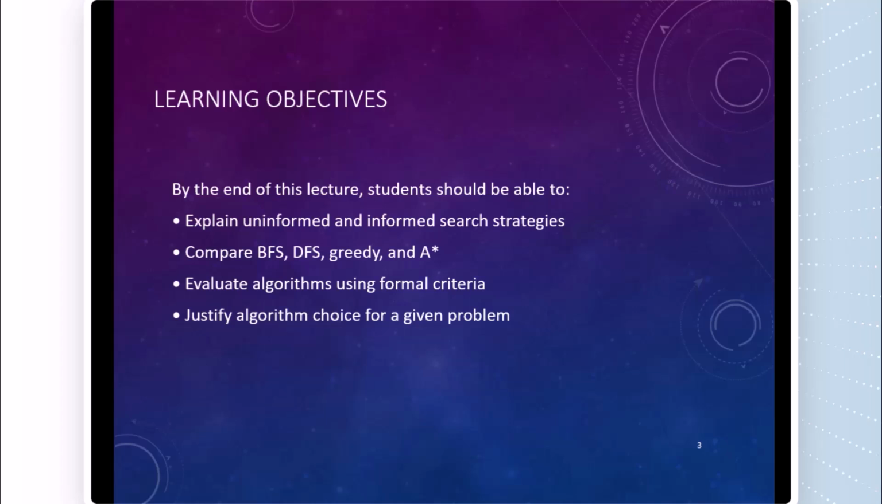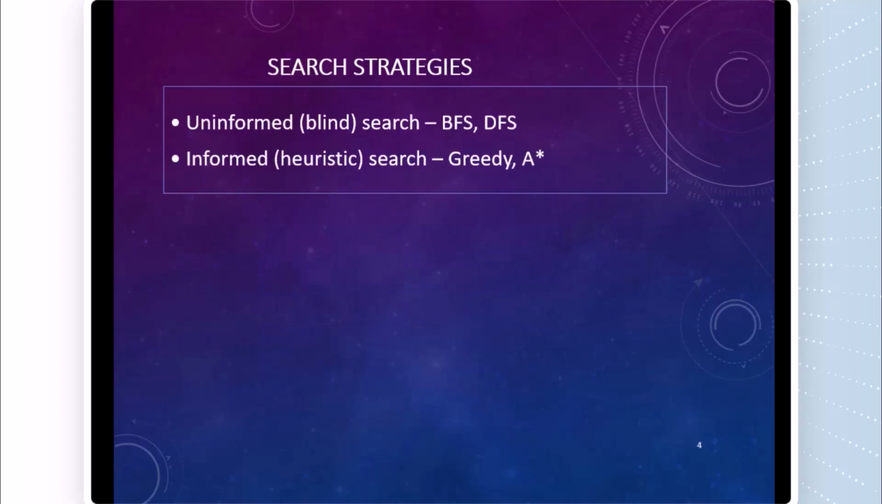Now, for this class, we will dive deeper into uninformed and informed search strategies. We'll compare BFS, DFS, greedy, and A-star algorithms. We'll evaluate these algorithms using formal criteria and then justify algorithm choice for a given problem.